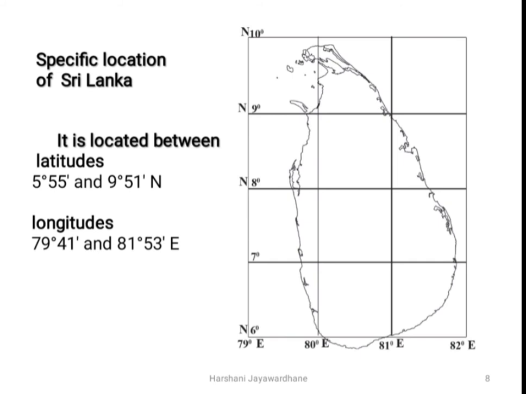So it's at 5 degrees 55 and 9 degrees 51 north latitude, and longitudes of 79 degrees 41 and 81 degrees 53 east longitude. So you can see the picture and you have to remember these values. That is how Sri Lanka is located at a specific location. Even your own location can be found out through latitudes and longitudes, now that technology has developed.